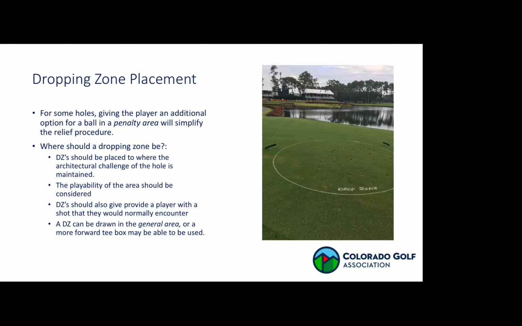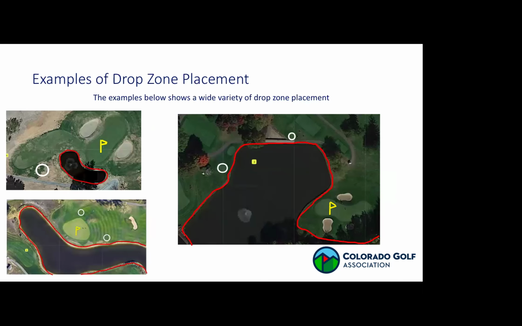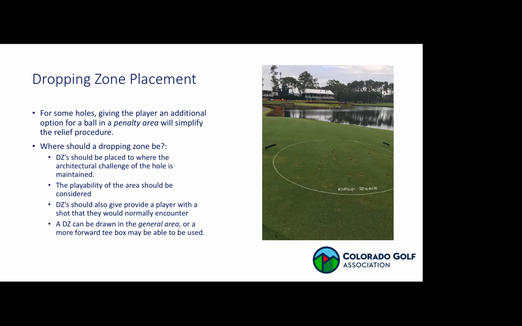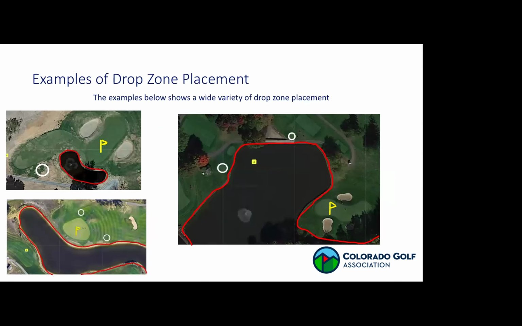So it can be drawn in the general area, or it could be a tee box moved up. It's really up to the committee to determine where the best place to put that drop zone is. So we have some examples here. As you can see, our graphic design is pretty advanced here. So we have some red penalty areas in front of you.